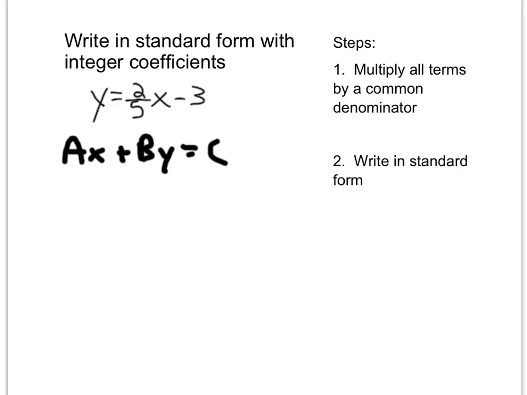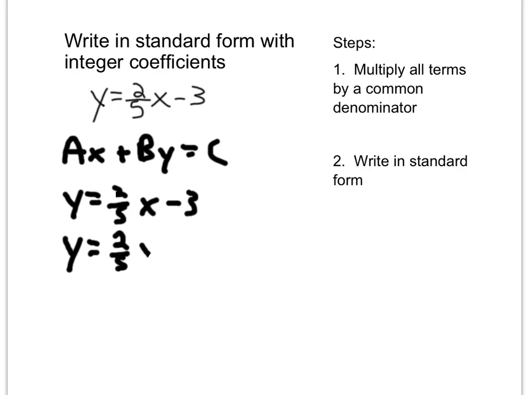Then I'll rewrite the equation as it looks. Y equals 2/5 x minus 3. Now even before I start this, we need to always change subtraction to addition. So I'm going to have y equals 2/5 x plus negative 3. Now, we need to multiply all terms by a common denominator, because we have a fraction here and we can't have a fraction. It's got to have integer coefficients. The only term that has a denominator is this 5 here, so I'm going to multiply everything by 5.